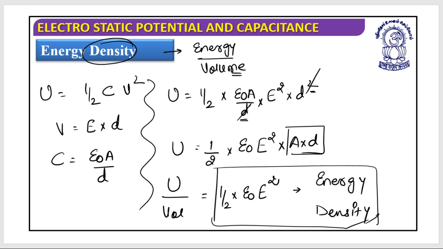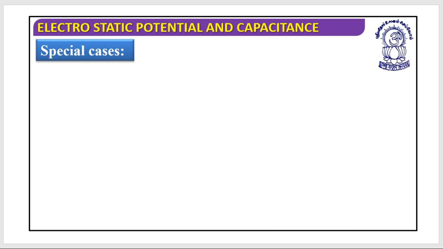Yes, please remember, because these are certain things that have been asked directly in the form of a formula itself. So we must remember this, that energy density of a capacitor is 1 by 2 into epsilon naught into E square. We are going to use energy density very soon, but before we go through it, let's find out some special cases in the form of a question itself.